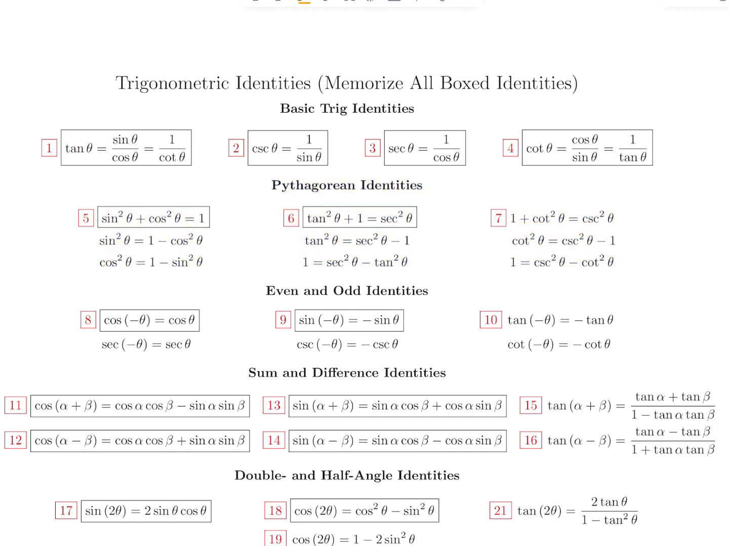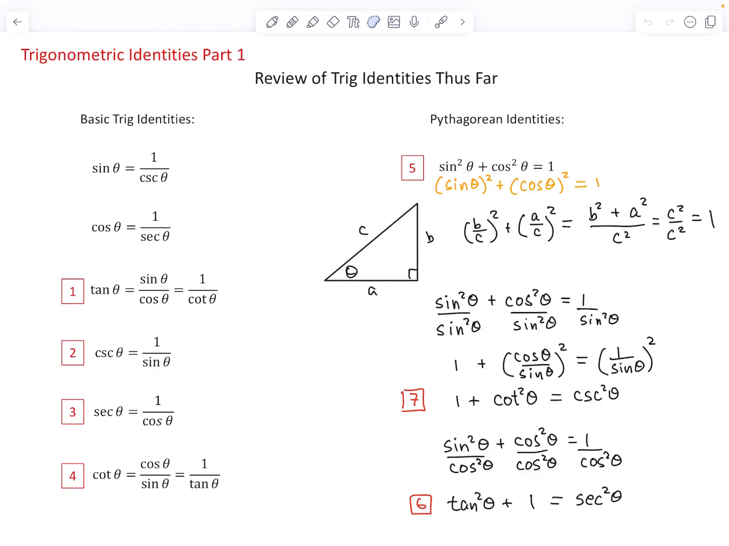Notice that some of the identities are in boxes. It is recommended that moving forward in mathematics you memorize all the boxed identities. They are used so often in both this class and in later math classes that it would be beneficial to memorize all boxed identities. Okay, let's go to the next page.